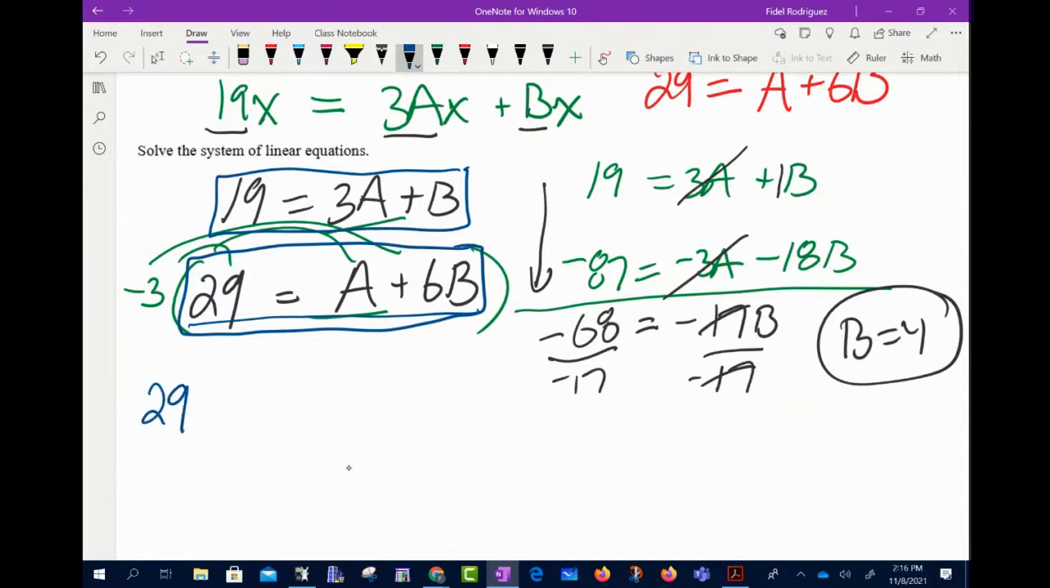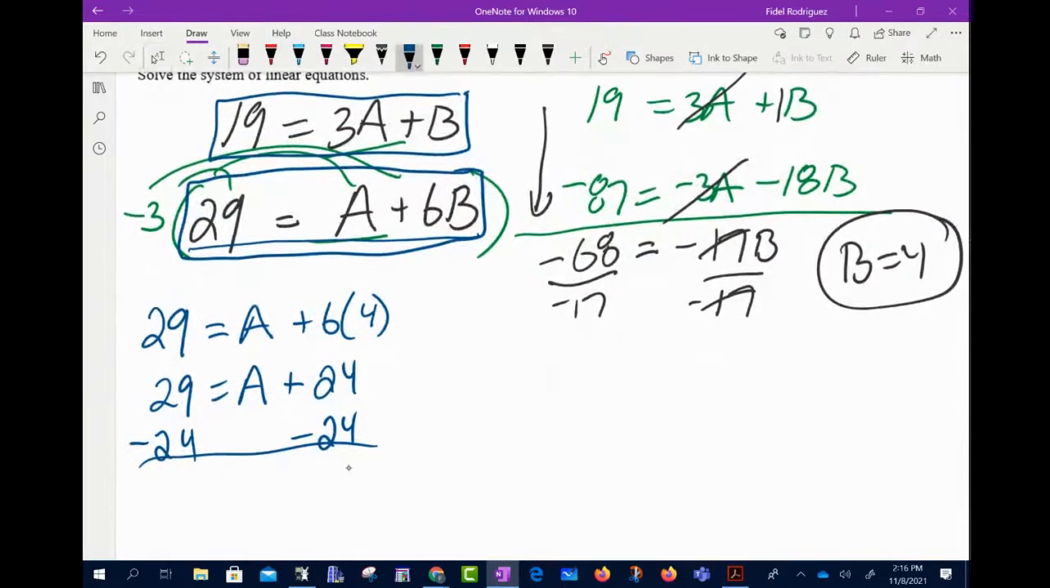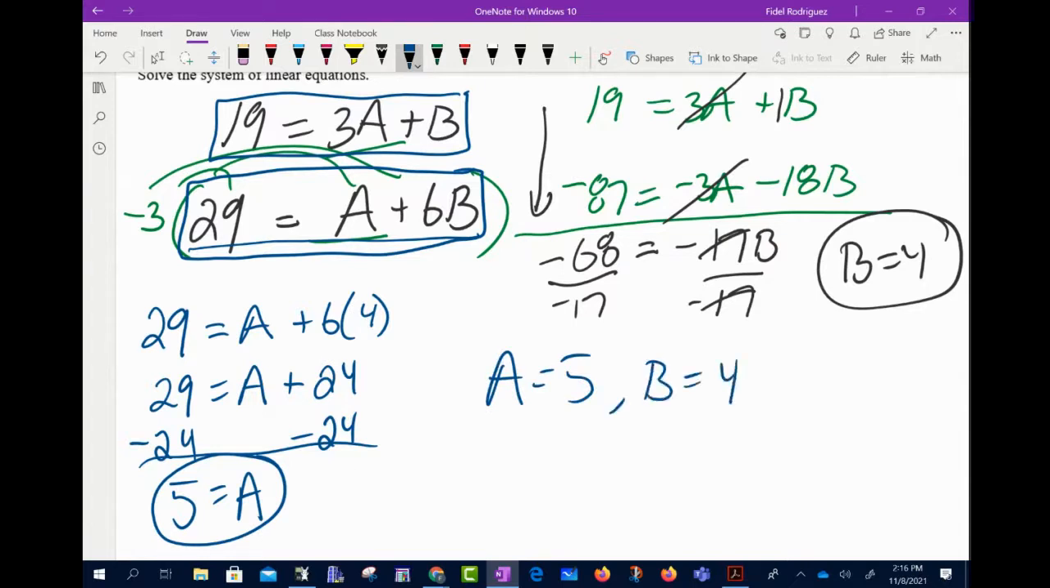I'm going to say 29 equals A plus 6 times, we got B equals 4. Okay. So 29 equals A plus 6 times 4 is 24. So when we subtract 24 on both sides, we're going to get 5 for A. Okay. So now that we know that A equals 5 and B equals 4, remember what it was we were doing?